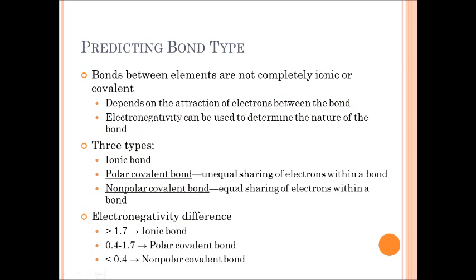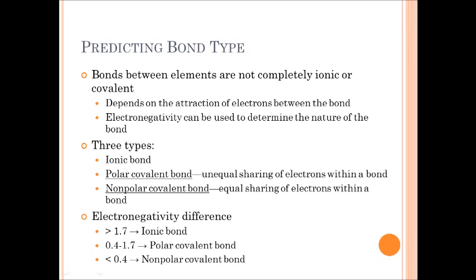Alright, so based on what electronegativity the atoms have in a bond, we can actually predict what the bond type is going to be, because bonds are not going to be completely ionic or covalent. You're going to have some sort of hybrid sometimes, or mixture, because it depends on the attraction of the electrons within the bond. And like I mentioned, the electronegativity is the way that you determine it.